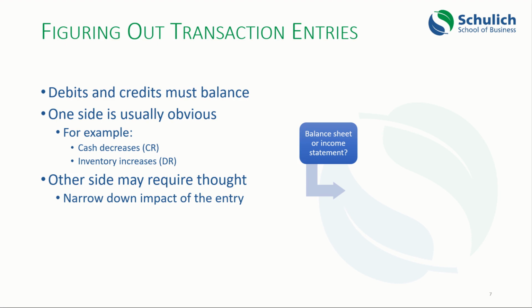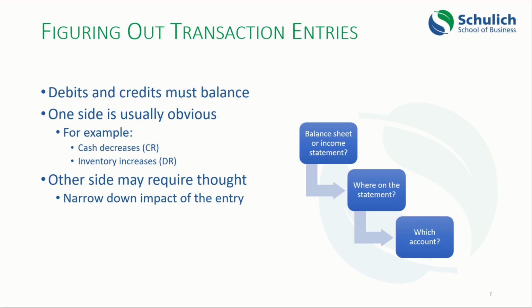If you've already got a credit to cash figured out, for instance, is the thing that you got in exchange another asset, like a truck, or is it an expense, like rent? Or maybe you use the cash to clear a liability of some kind, like wages payable or a bank loan. Once you've decided which statement is affected, you need to think about where on the statement the effect will be seen. Is it a current asset or a fixed asset? Is it cost of goods sold or some other operating expense? Then you just need to pick the right account.